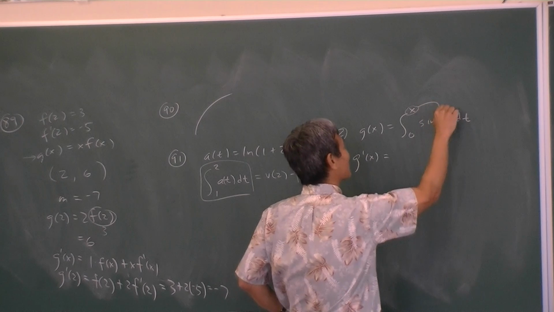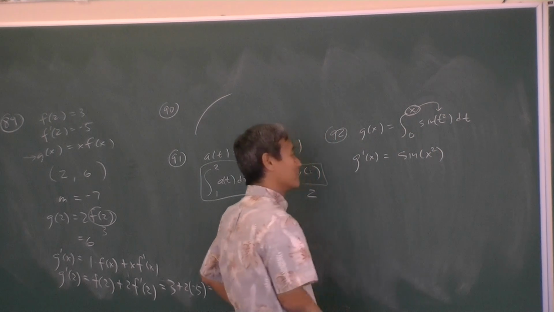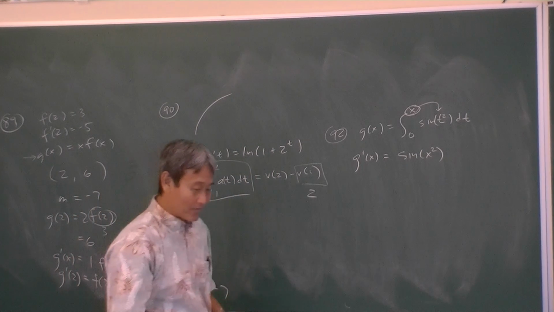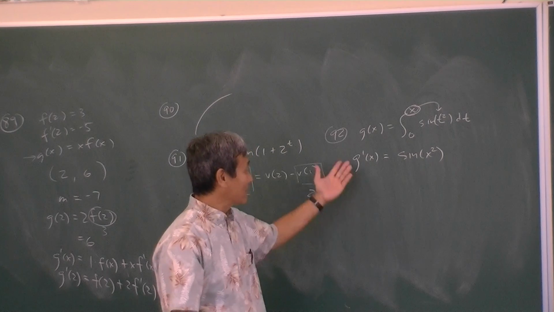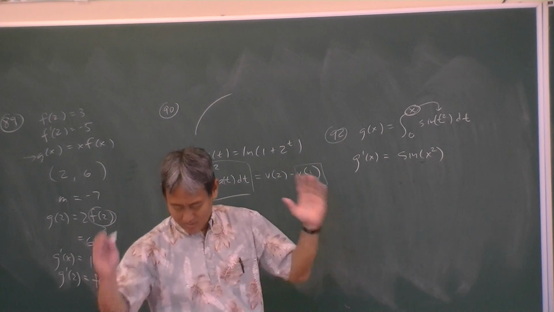You take the something and plug it in, which is sine of x squared, and then you multiply it by the derivative of x, which is 1. Some of you are still shaky on this fundamental theorem of calculus part 1, but that's it right there. So I need to know when that is negative between -1 and 3.